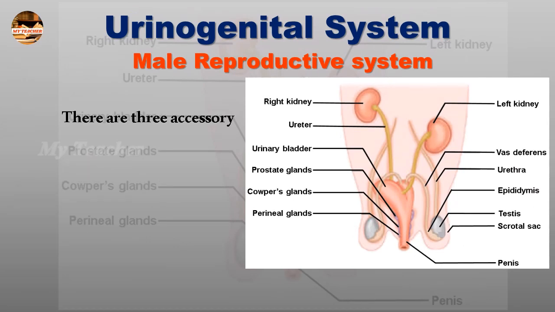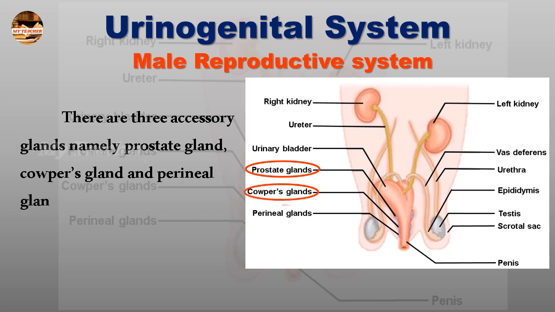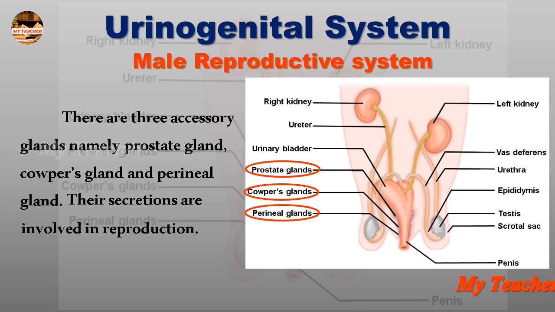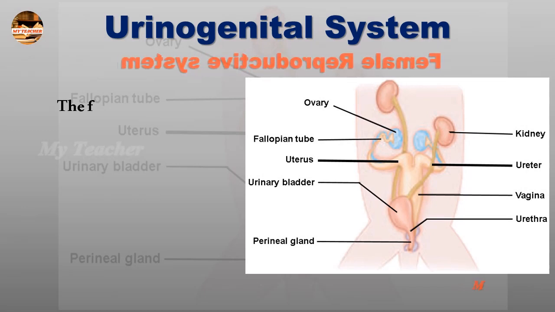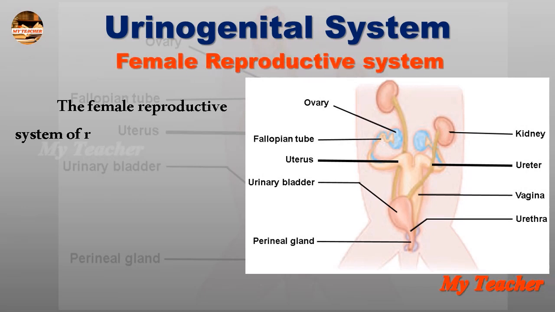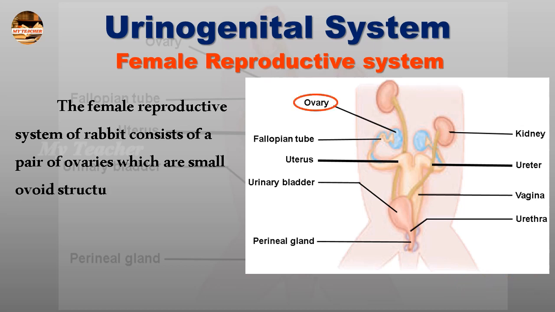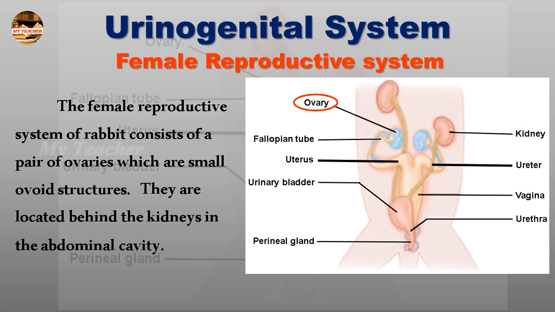There are three accessory glands: prostate gland, Cowper's gland and perineal gland. Their secretions are involved in reproduction. Female reproductive system. It consists of a pair of ovaries which are small ovoid structures. They are located behind the kidneys in the abdominal cavity.